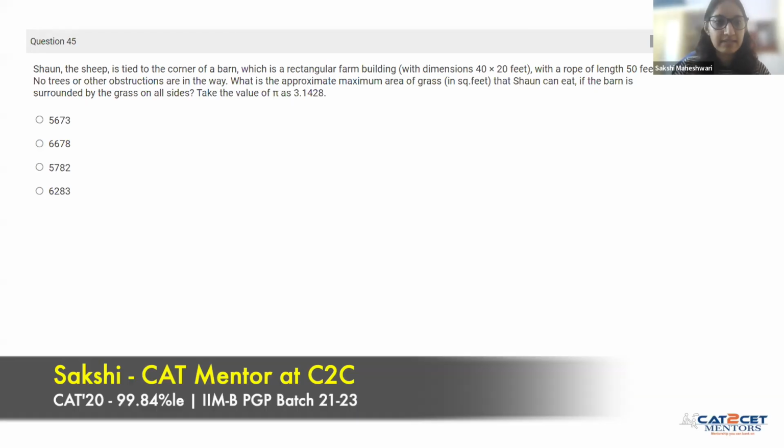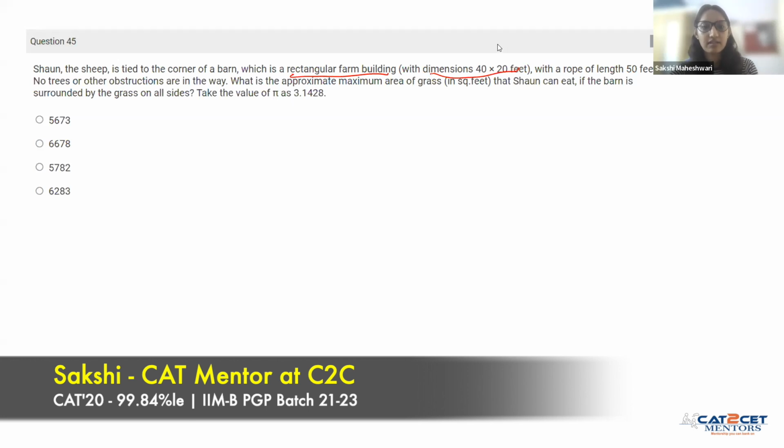For quant, we'll go question by question, and then we'll discuss which question maybe you should have attempted in the first round or second round. So this question is: the ship is tied to the corner of a barn, which is a rectangular farm building with this dimension. We attempted this question in the first MasterCAT as well.